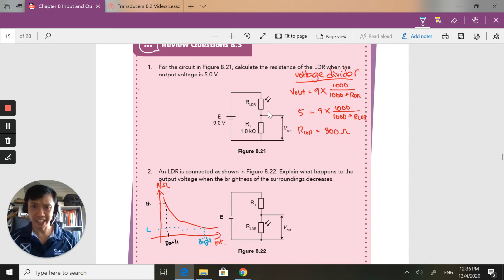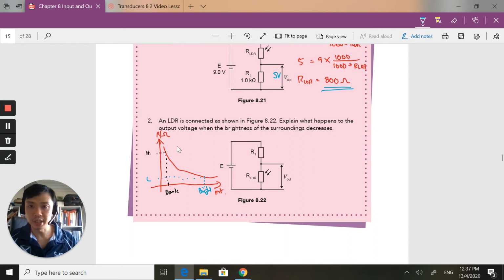Right, so they say that the output voltage is 5 volts, so it is 5 volts here. So they want to find out what the resistance is here. Using the voltage divider method, V out is here, 9 volts to be shared amongst the two. This fella, 1000 out of the addition of these two takes up the 9 volts, and it's 5 volts that he has. Okay, so press your calculator, you should end up with 800 ohms.